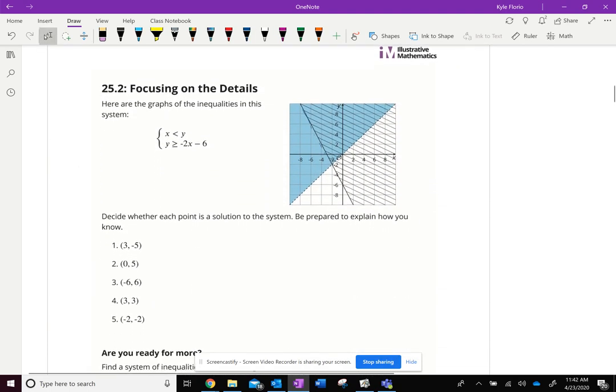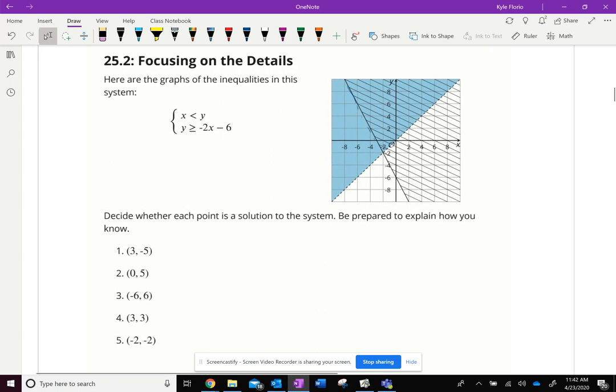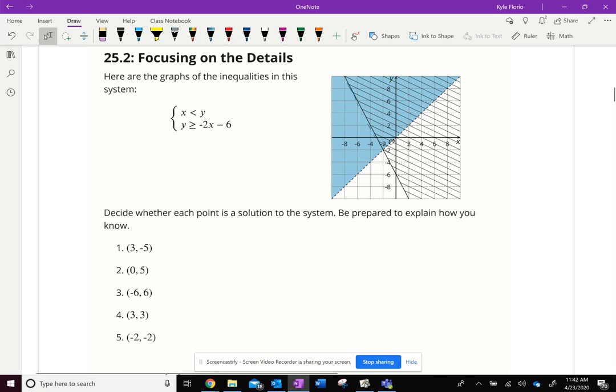So now focusing on the details, 25.2. Here are the graphs of some inequalities to the system x is less than y and y is greater than or equal to negative 2x minus 6. Our job is to decide whether each point is a solution to the system and explain how we know. We can figure this out by looking at either just the inequality or just the graph. I think looking at the graphs can be a lot easier.